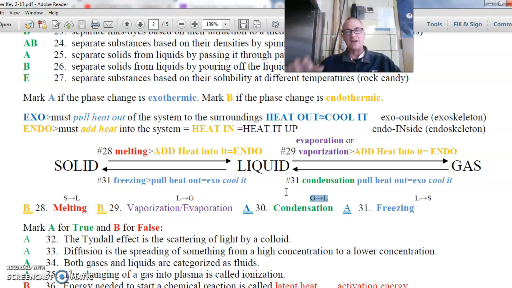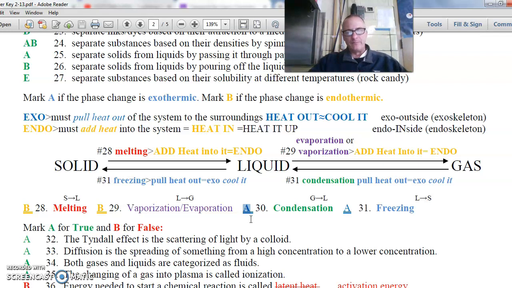We've got to move heat from the molecules, which is the system, to the outside. We've got to get heat energy to exit that system. We pull heat out of it. That's exothermic. So condensation is letter A, exothermic.